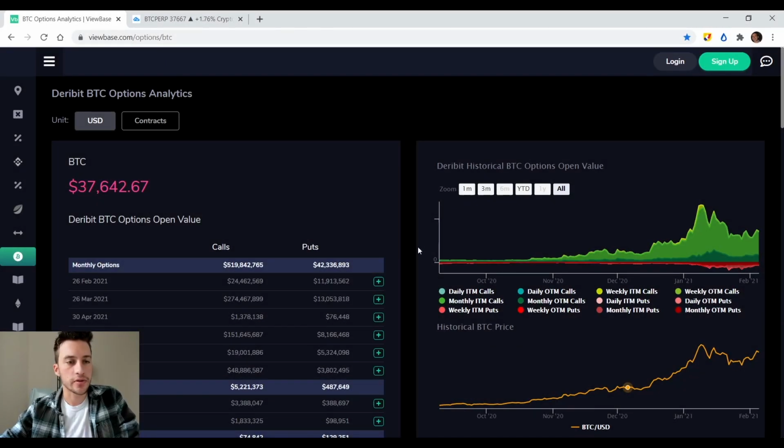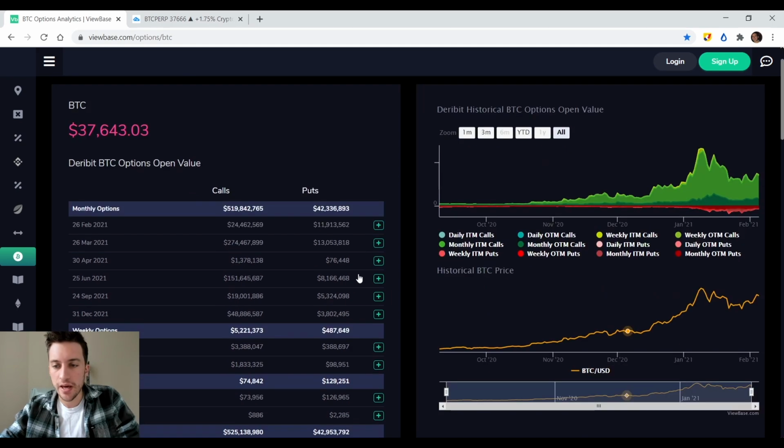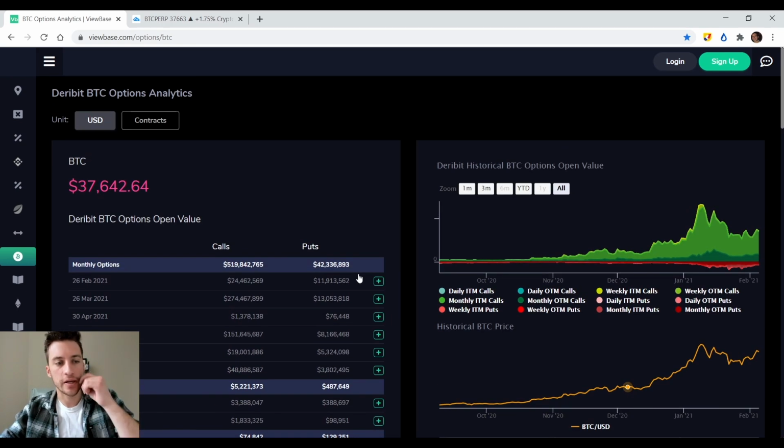All right traders, let's go look at the put call ratio of Deribit, BTC, and Ethereum options. So this is a site, viewbase.com. I think I've covered this before, and it is a completely free site, so you don't have to pay or do some subscription thing to get here.